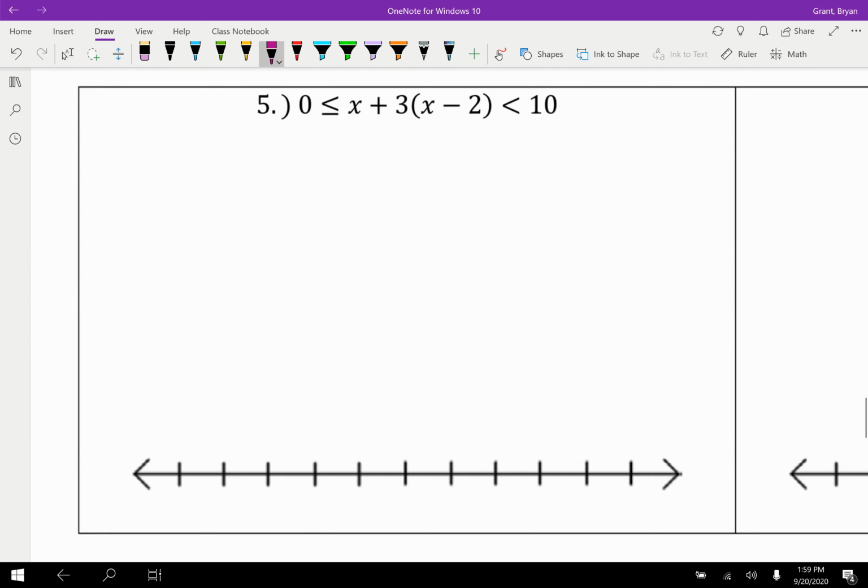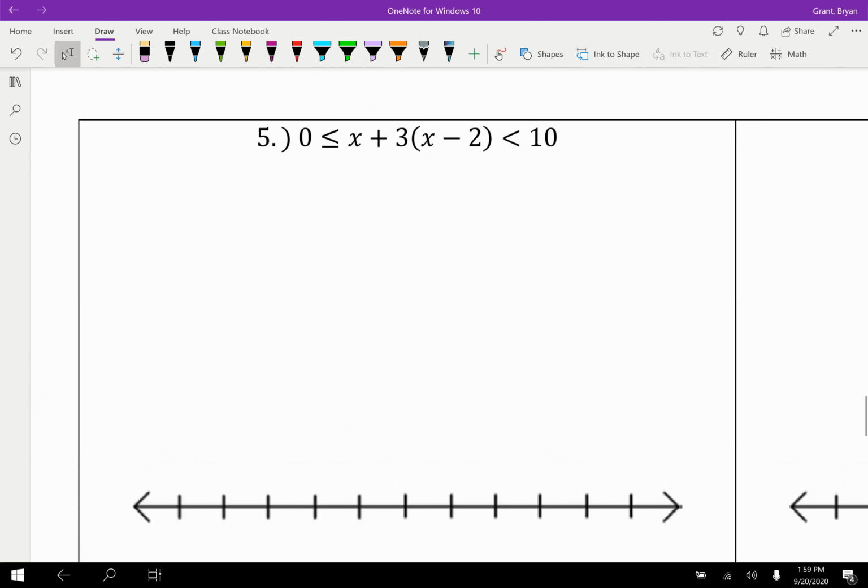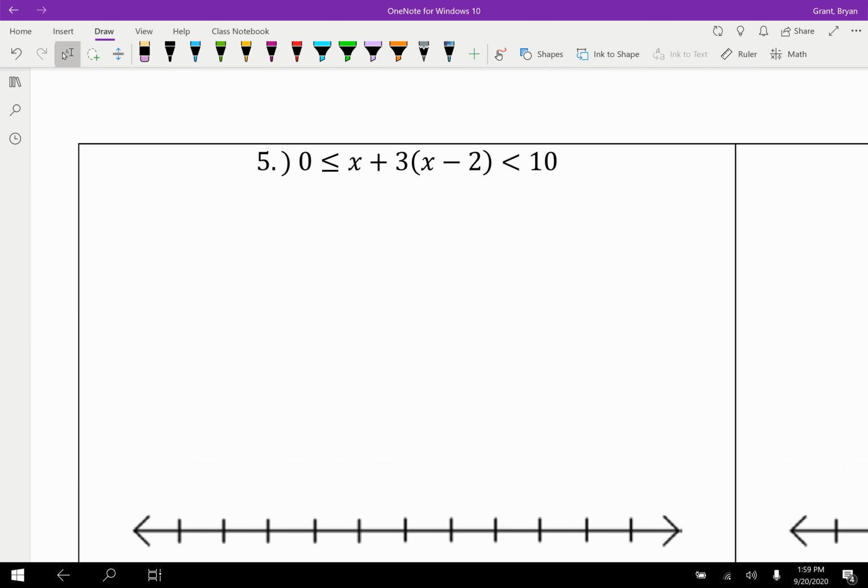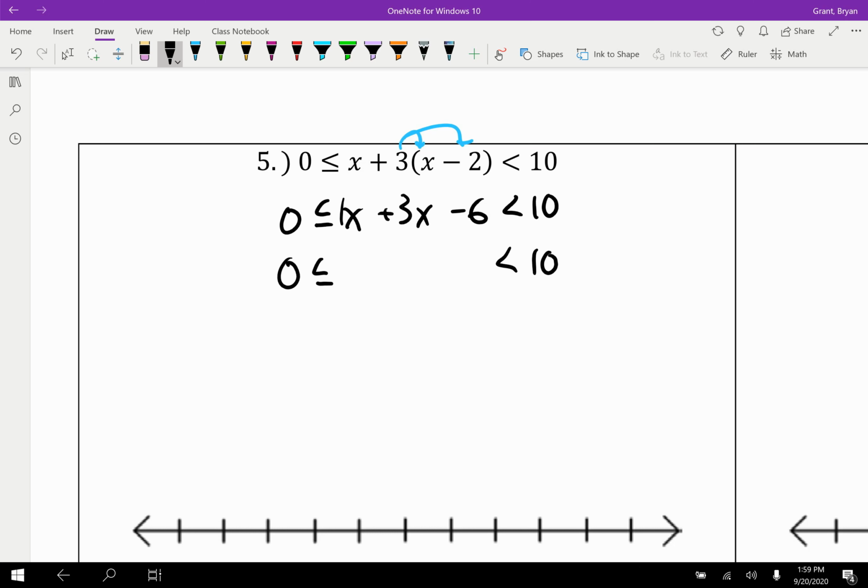0 is less than or equal to something crazy in the middle, which is less than 10. It looks like there's parentheses, so I think we should probably go through our 3 steps of solving equations. Step 1 is we need to distribute. 0 is less than or equal to, I'm going to put the 1 in front of this x, 1x plus 3x minus 6. And then the second step, of course, is to combine like terms. No like terms on the side with 0, no like terms on the side with 10, but in the middle I think I see 1x and 3x, which is certainly going to combine to make 4x.